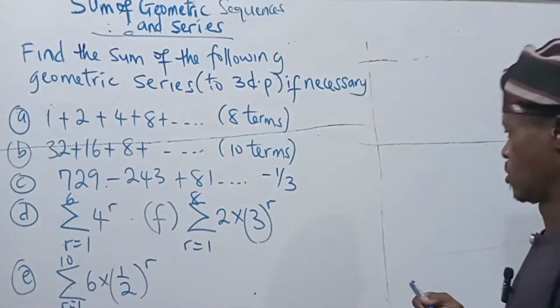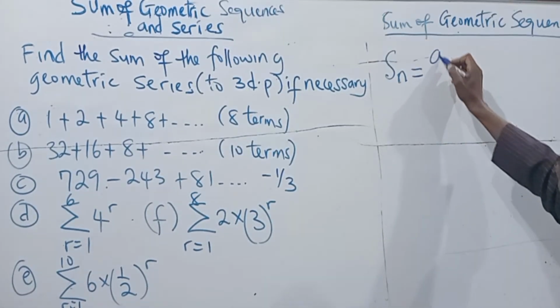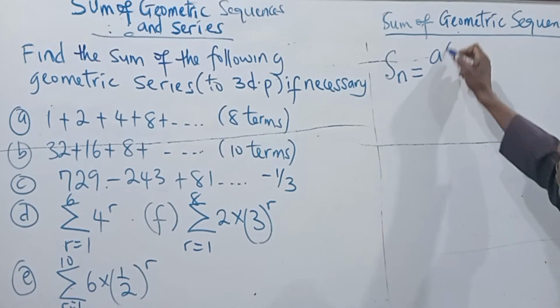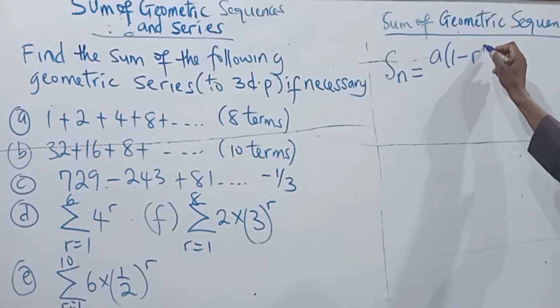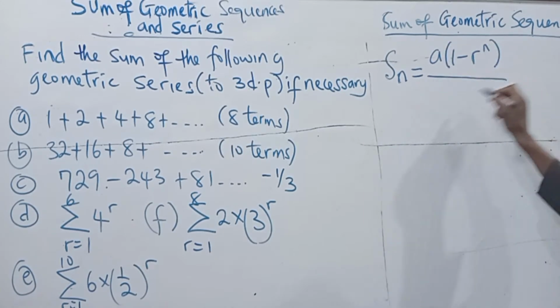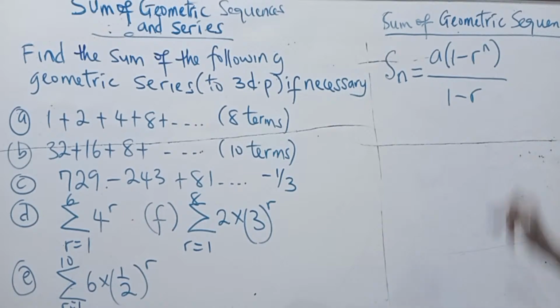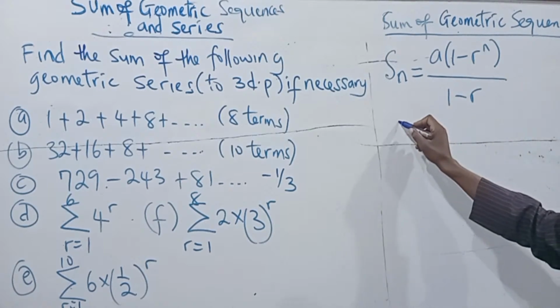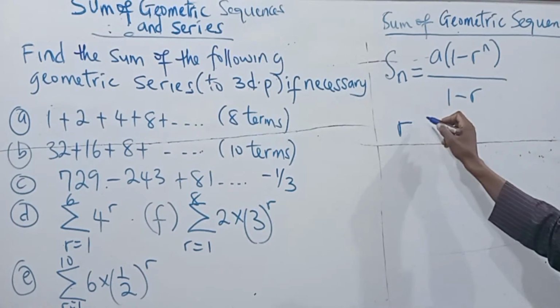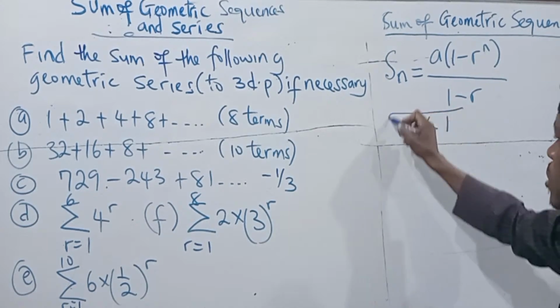We have this one times 1 minus this over 1 minus r. So this is the case when the common ratio is less than 1. So that's case 1.